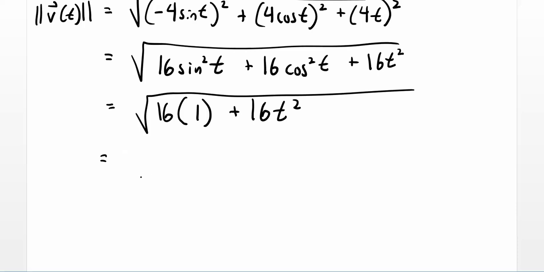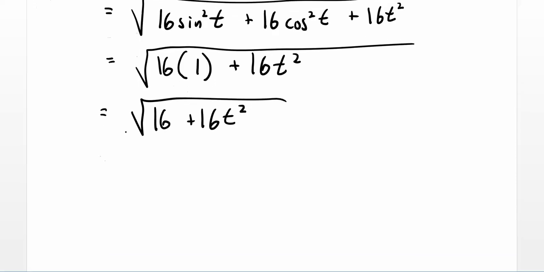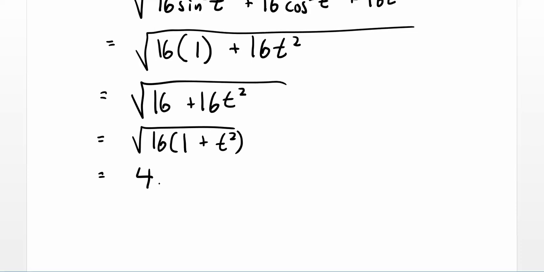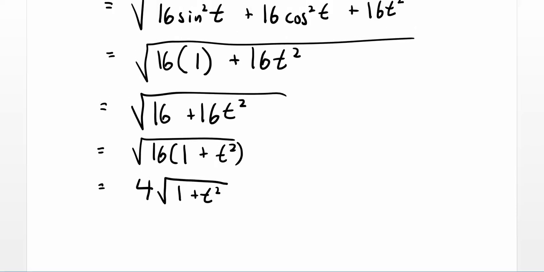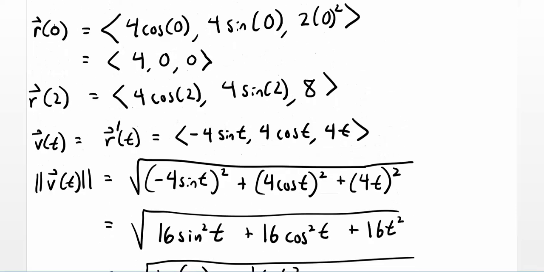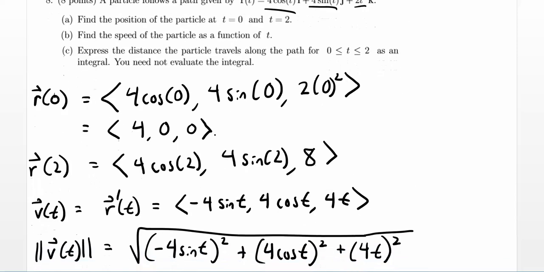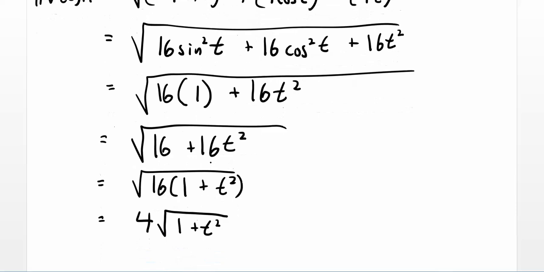Don't have to do much more to it than this, but 16 plus 16 t squared. If you really want to, you can clean up a bit more and say this is 16 times 1 plus t squared, which is just 4 times the square root of 1 plus t squared. That's as much as you can simplify. And this gives you the speed of the particle for any given time.